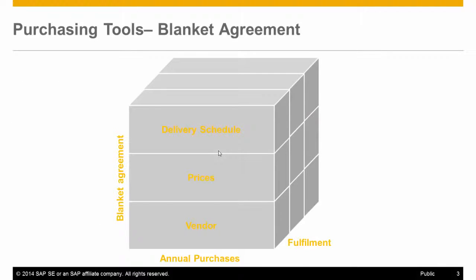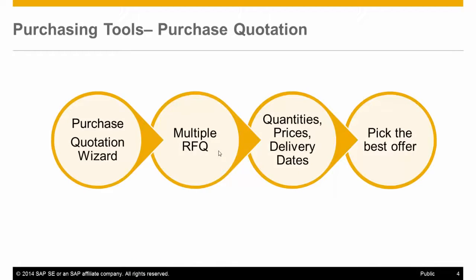With SAP Business One Blanket Agreement, you can plan your purchases for the entire year, including delivery schedule and set prices with your vendor, and then you are able to keep track of fulfillment level at any point in time. For purchase of new items, use the Purchase Quotation Wizard tool, which allows you to send multiple quotations to your vendors, requesting proposals for quantities, prices, and delivery dates, and based on their replies, select the proposal that best fits your needs.